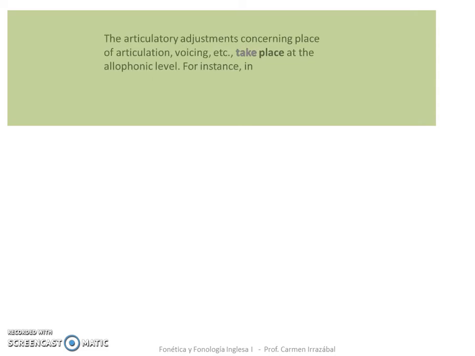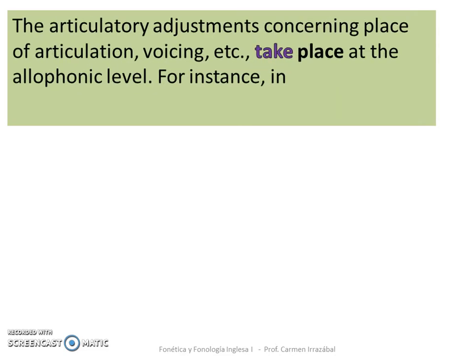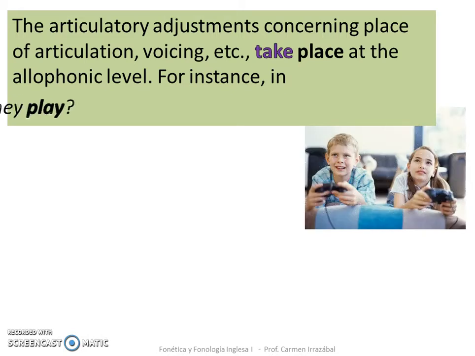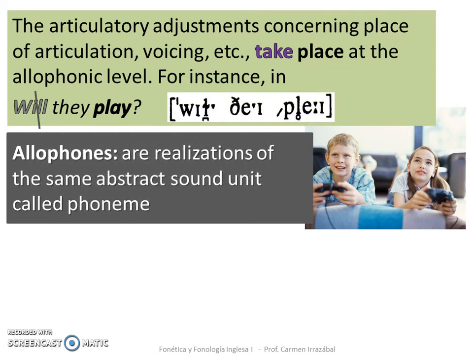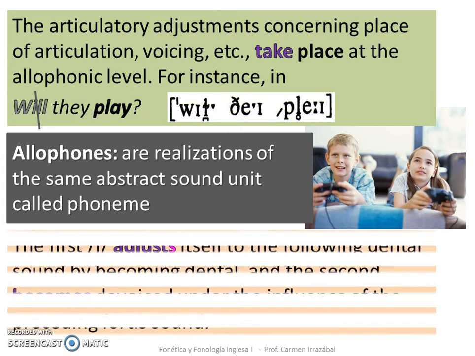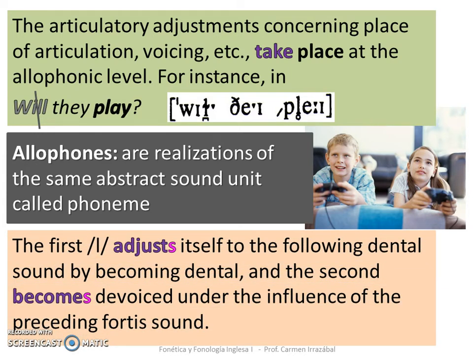The articulatory adjustments concerning place of articulation, voicing, etc. take place at the allophonic level. For instance, in "will they play", we can see how the first lateral approximant adjusts itself to the following dental sound by becoming dental, and the second one becomes devoiced under the influence of the preceding voiceless sound. Allophones are realizations of the same phonemes.